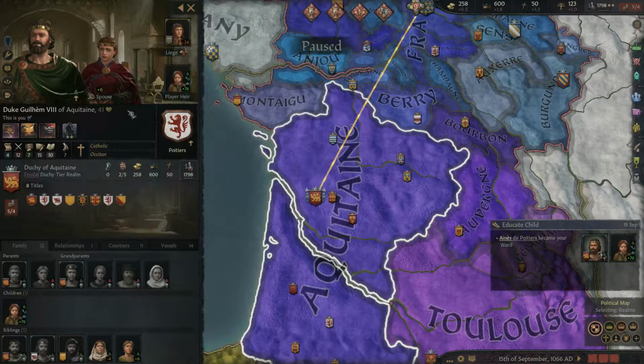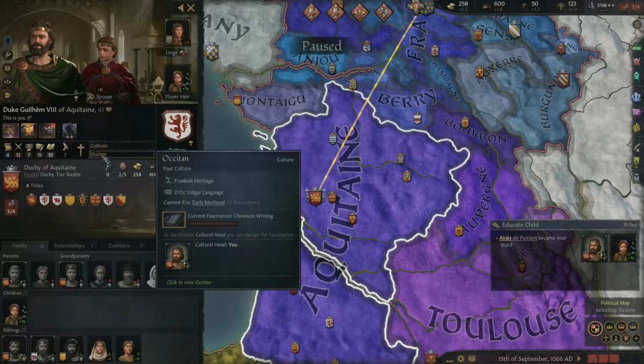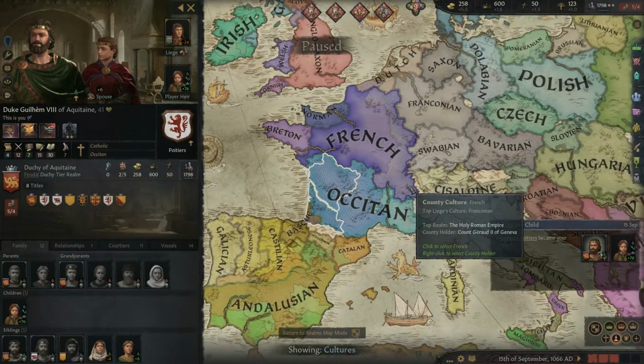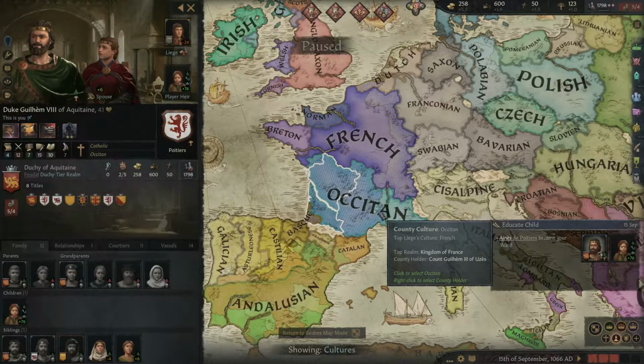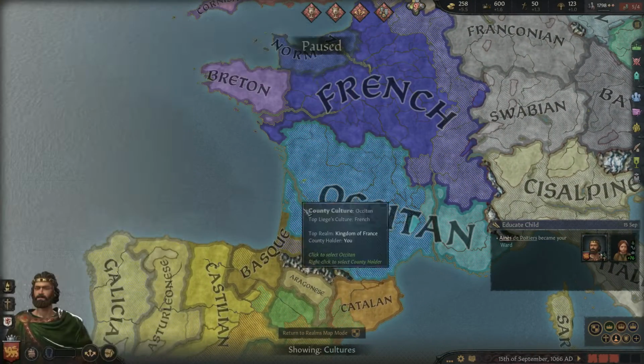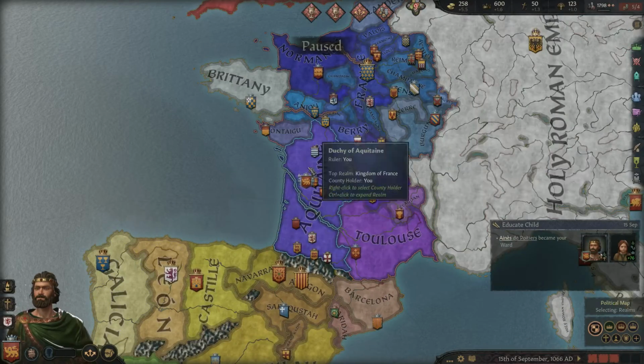Now, everyone else in this game has a religion. Here we see Catholic, and they have a culture, which is Aquitaine. If you click here on the culture map mode, you can see the peasantry and what cultures the counties within Crusader Kings 3 have, and we are, of course, ruling over here in Aquitaine. Click back to the realms map mode.